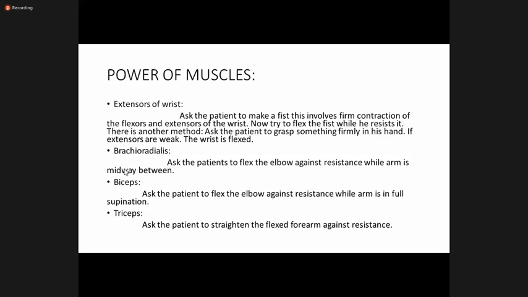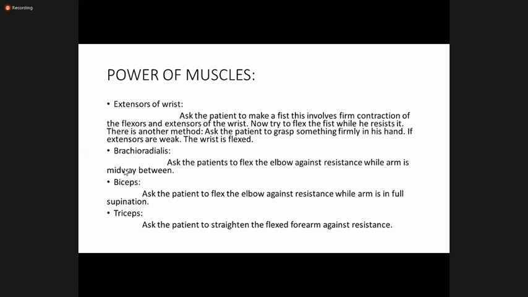Extensors of the wrist: ask the patient to make a fist. This involves firm contraction of the flexors and extensors of the wrist. Try to flex the fist while he resists. There is another method. Ask the patient to grab something firmly in his hand. If the extensors are weak, the wrist is flexed.